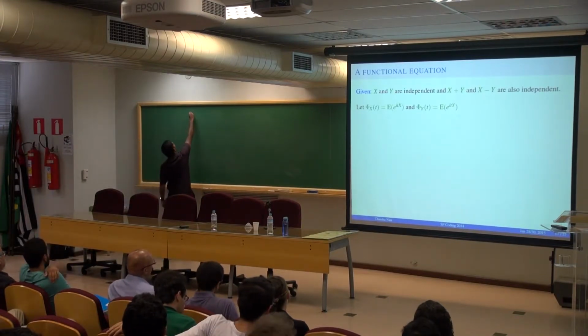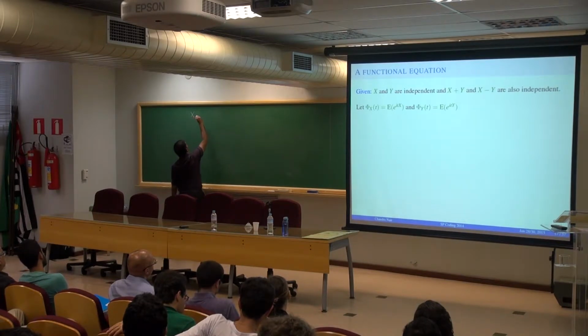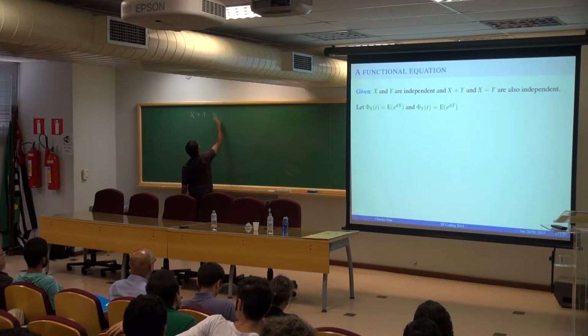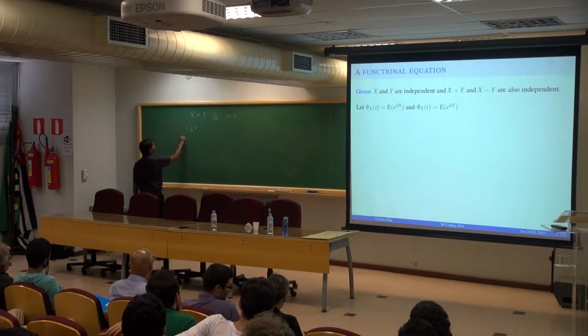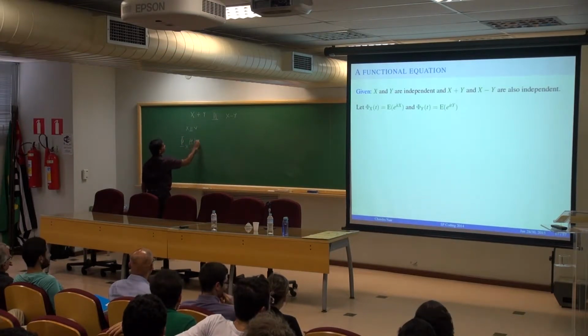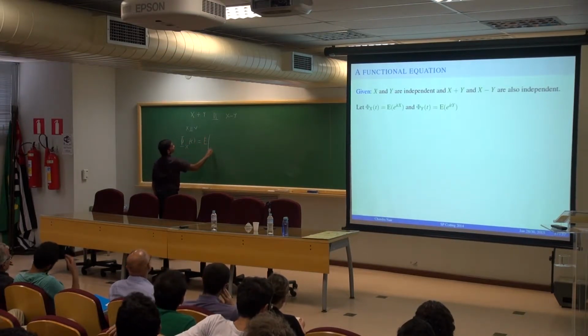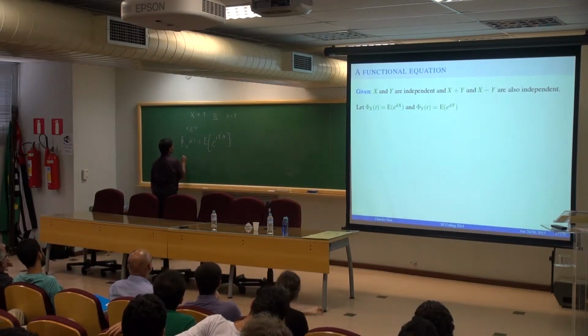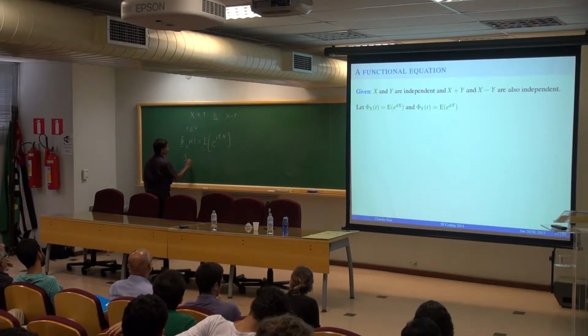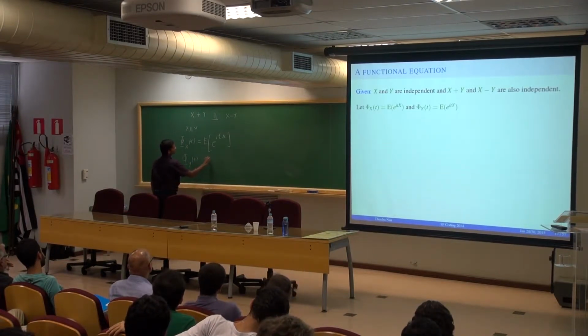So I'm given that x and y are independent, and I'm going to show x plus y is independent of x minus y. And x and y are also independent. Okay, I'm going to use this. And I called phi x of t the expectation of e power i t x, and phi y of t the expectation of e power i t y.